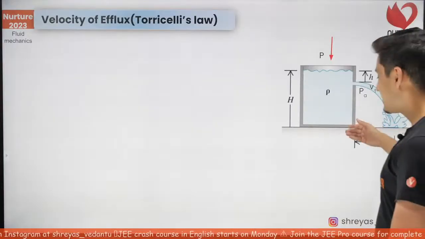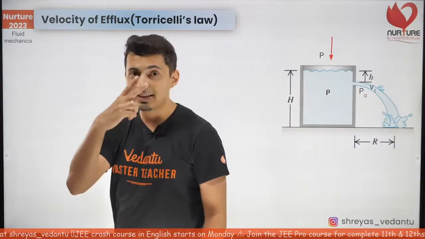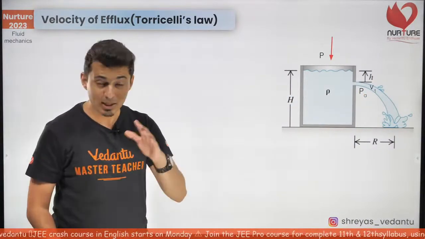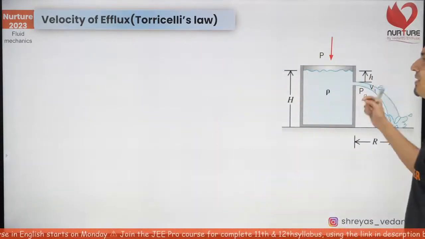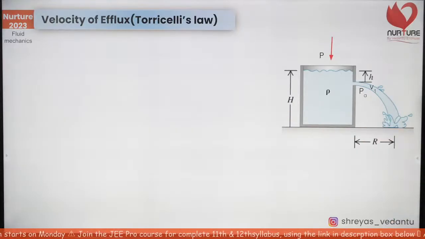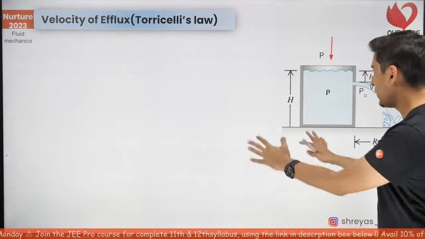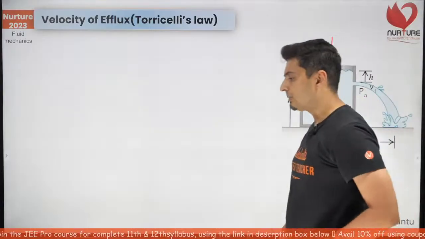Okay, let's talk about the next part. 2 very important applications. One is Torricelli. Yes, NE18. Many people miss that each part. Velocity of efflux, or Torricelli's law. It's after the guy who actually gave this law and derived these equations.